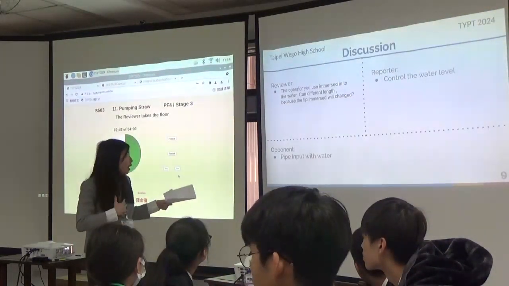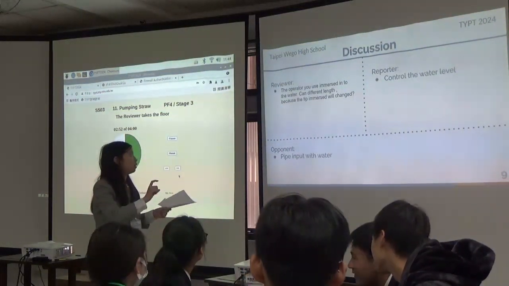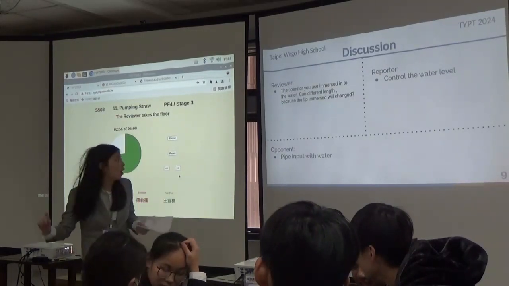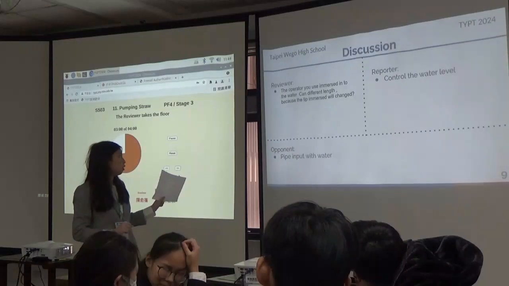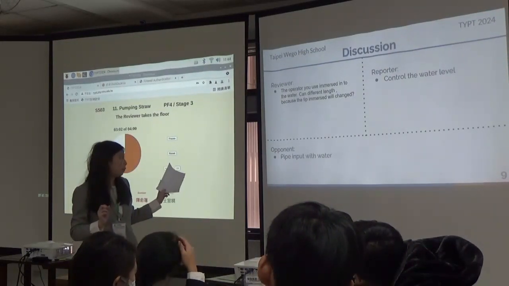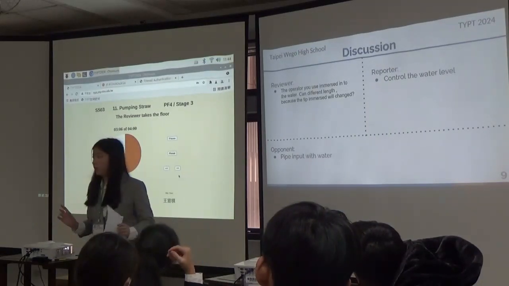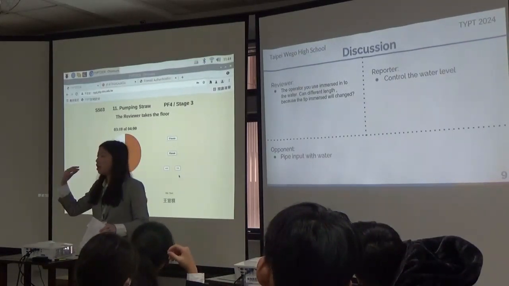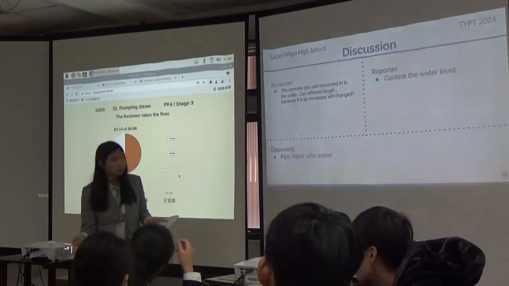Then we asked that the operator you use, immersed in the water, will have different lengths. So how can you stabilize the part immersed in the water? And then the reporter said that they can control the water level. And the opponent said that they pipe input with water. We think there's a better way to do this experiment: we can ask an observer to observe the conductor and see if the water length changes.